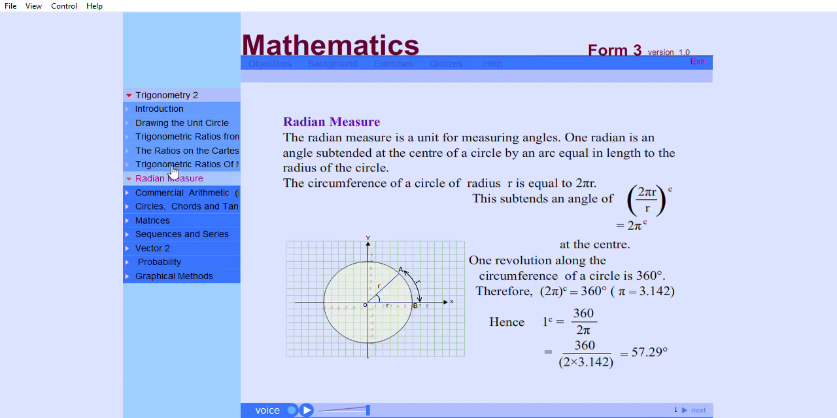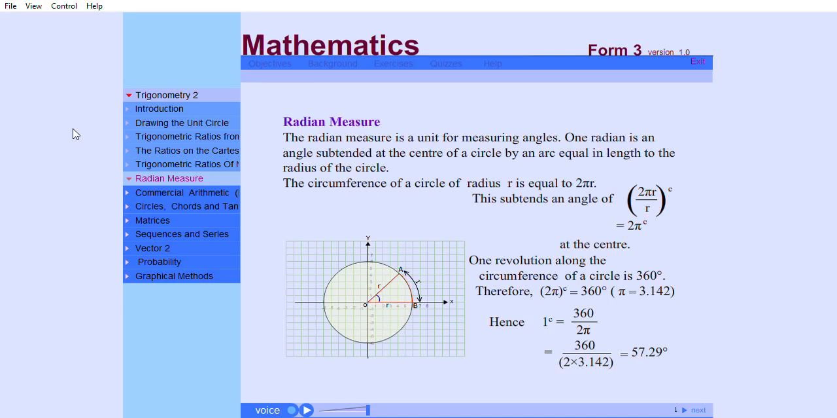Radian measure. The radian measure is a unit used to measure angles. 1 radian is an angle subtended at the center of a circle by an arc equal in length to the radius of the circle. The circumference of a circle of radius r is equal to 2 pi r. This subtends an angle of 2 pi radians at the center.